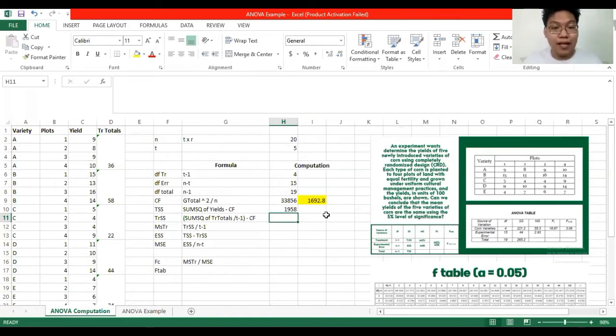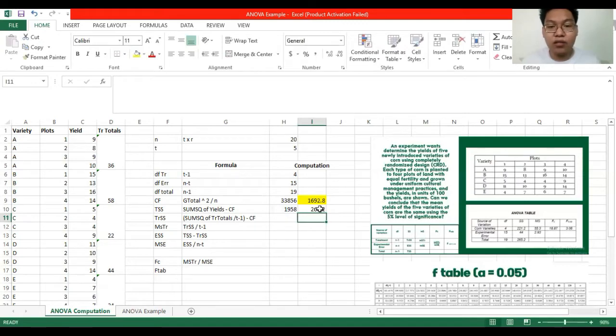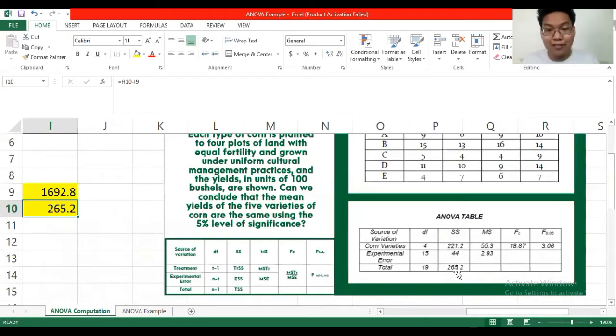But the formula doesn't end there. In order for us to compute the total sum of squares, we need to subtract the correction factor, which is 1692.8. So here we have 1958 minus this value. We will arrive with 265.2. So this is already our total sum of squares. And if we look back here at our answers for the manual computation, it is the same, 265.2.